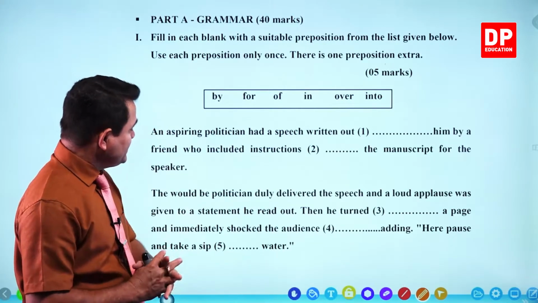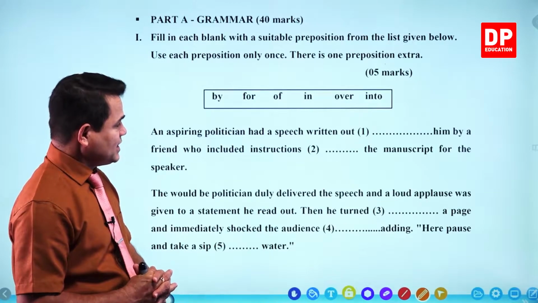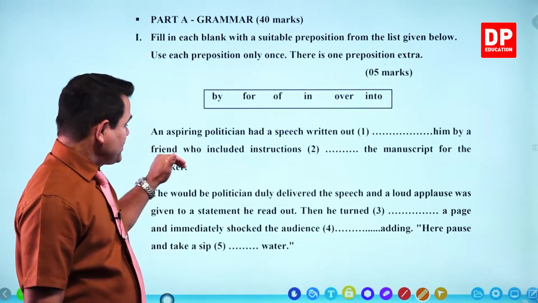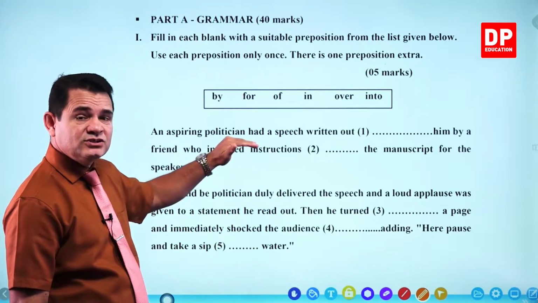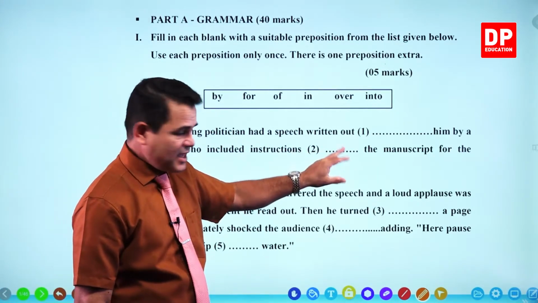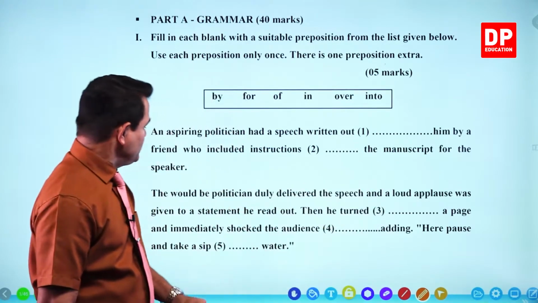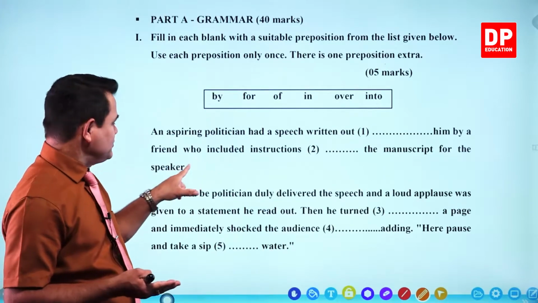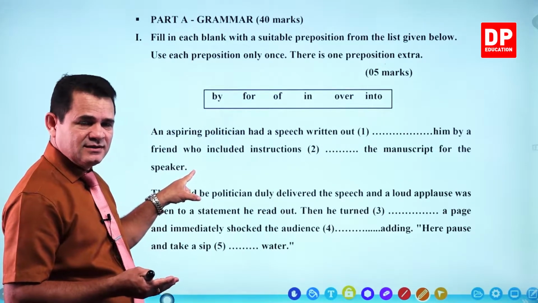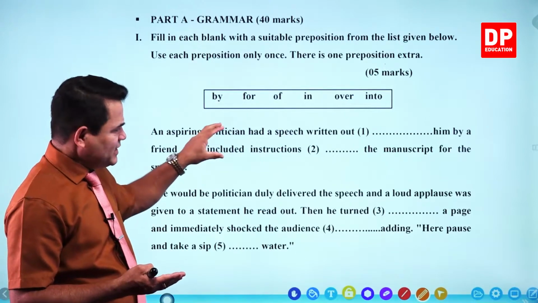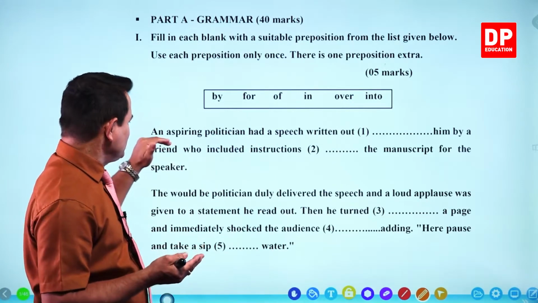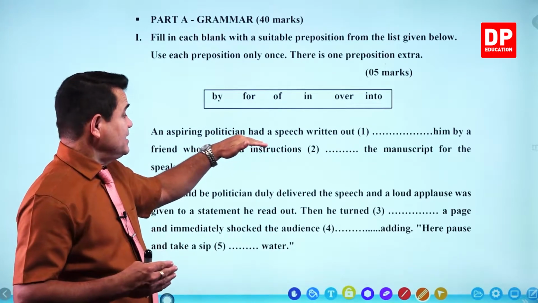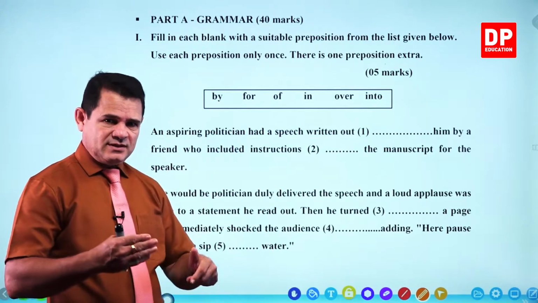An aspiring politician had a speech written out blank him by a friend who included instructions blank the manuscript for the speaker. Now you can get an idea about it. Up to this place, just one sentence. From this we can now understand what it says. An aspiring politician had a speech written out.